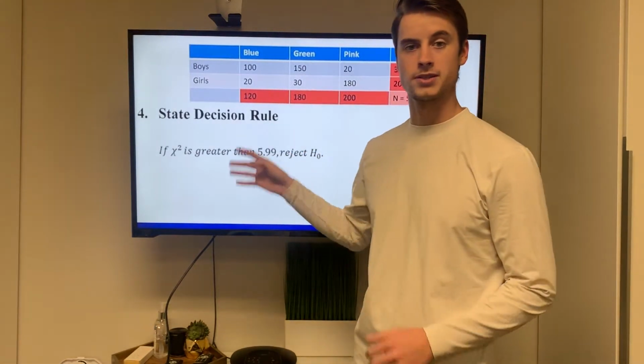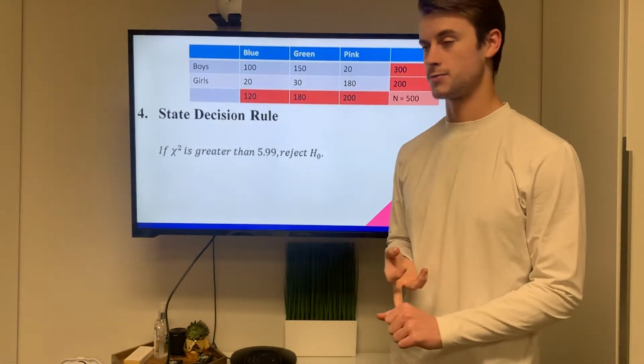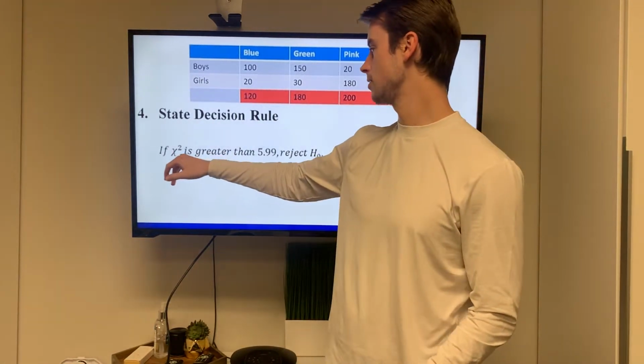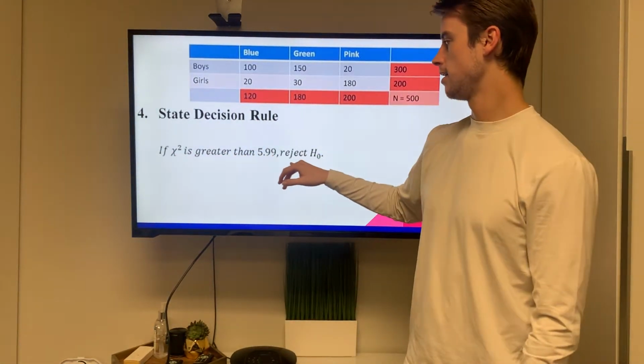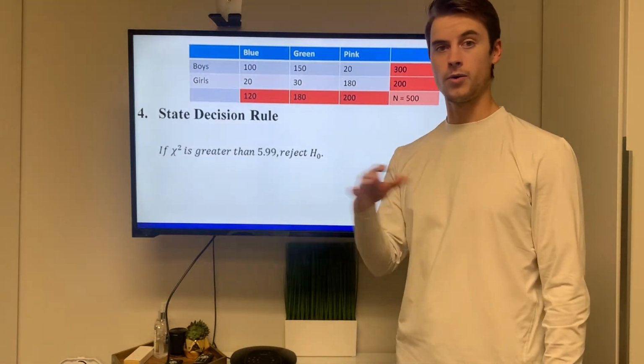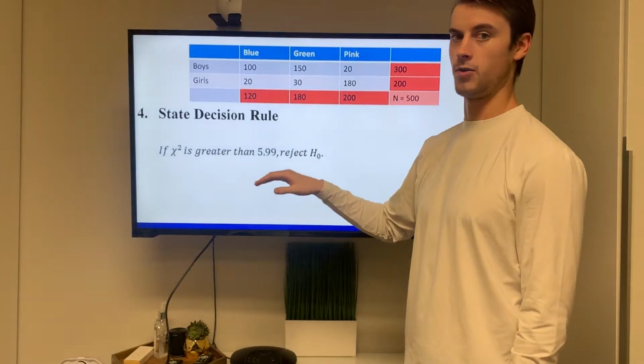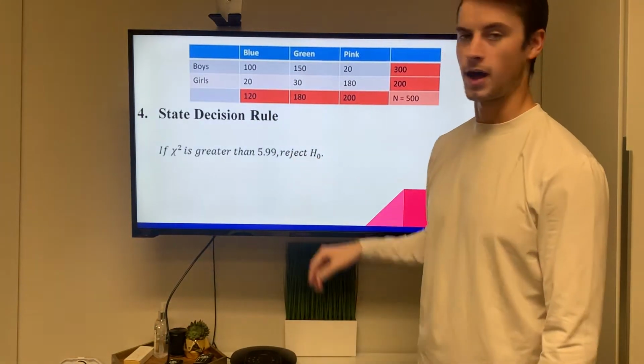Step 4, we always state our decision rule, right? Because we have to know how to reject or fail to reject. So if chi-squared is greater than 5.99, again, greater than, we always do a right tail test in chi-squared. It always has to be greater than. We reject the null hypothesis, okay?